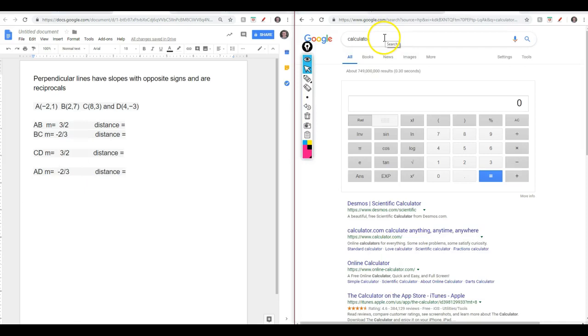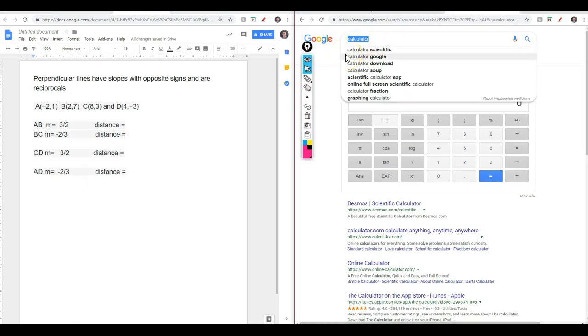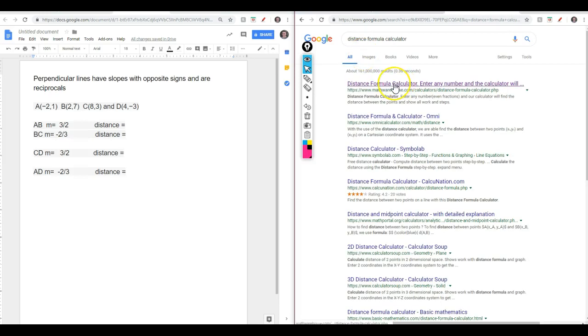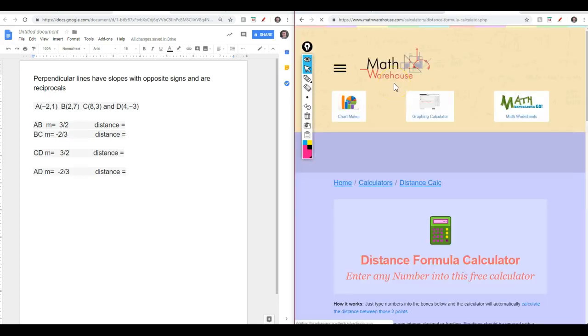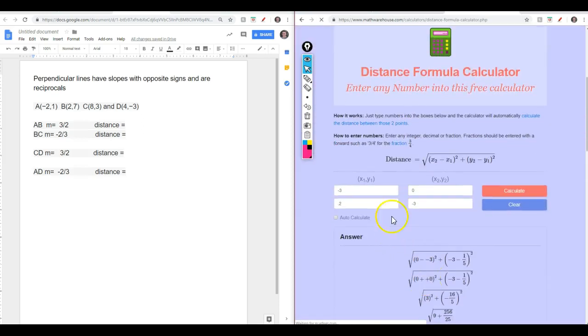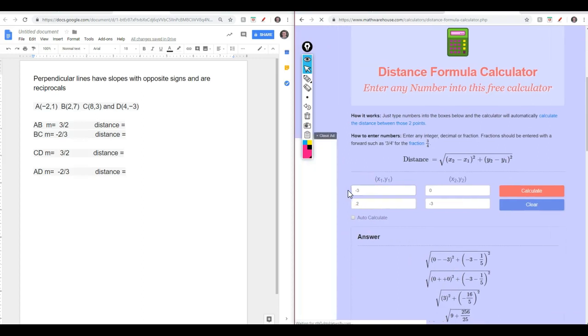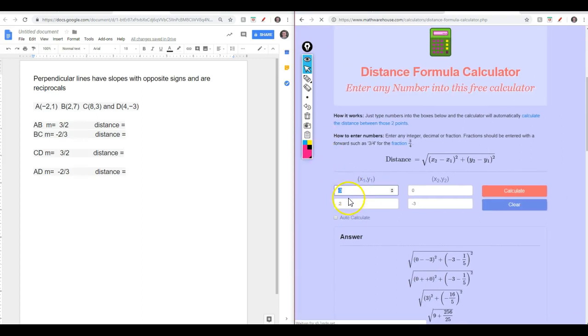So now that they want to find the distance, I would just go to Google and type in distance formula calculator. And again, it takes us to Math Warehouse. So I'm going to find the distance of AB. Point A was at -2, 1. I'm not sure why these ones are laying out up and down, but that's what's happening. So this is X1, this is Y1. Then point B is at 2, 7.